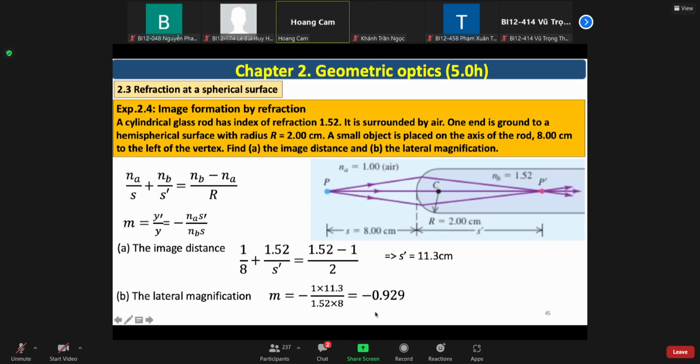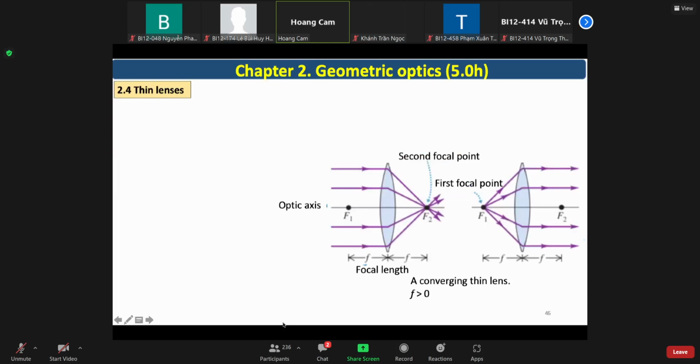With this value, the lateral magnification is negative, which means inverted. The absolute value of M is smaller than 1, which means the image is smaller than the object. That is what we conclude. When you find the values, it is also more professional to write a short description of the image. The image is real, because S prime is positive here, smaller than the object, and inverted. Okay, here we go.